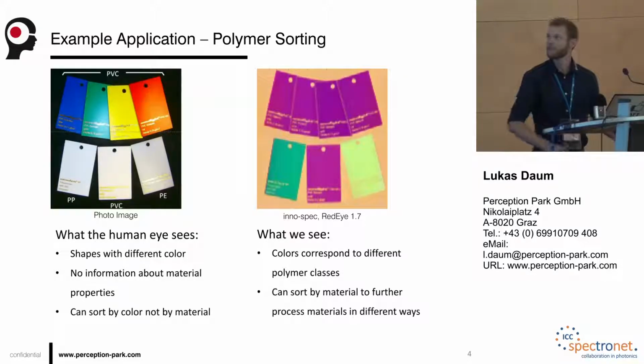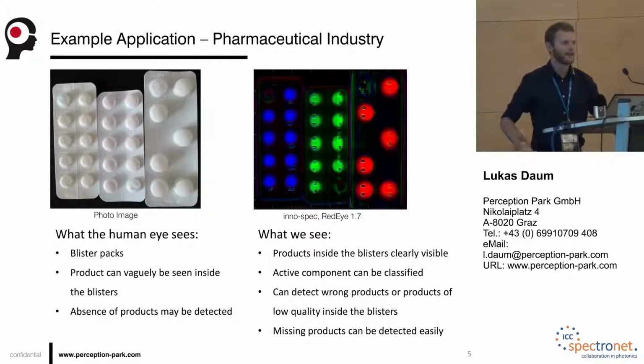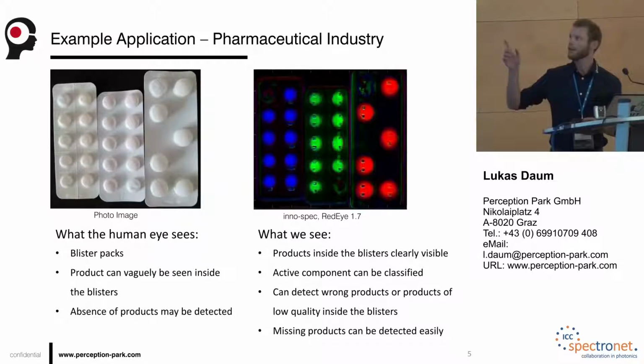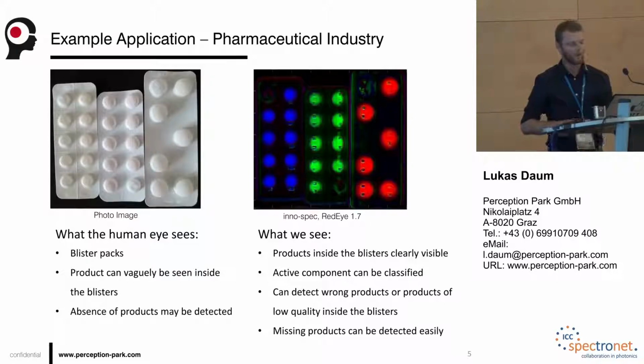The next example is from the pharmaceutical industry. Again, on the left side, you see the original image of 3 blister packs that may or may not contain some products. On the right side, again, the output of our system, and here you can see with hyperspectral imaging, you can at least partially ignore the blister packs and focus on the products themselves. So you can detect missing objects, you can detect broken products, or even wrong products, because as you can see, you can also see the active component within those pills.